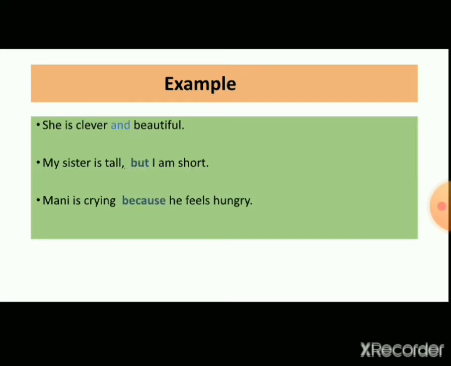Here they are given the answers. She is clever and beautiful. My sister is tall but I am short. Mani is crying because he feels hungry.